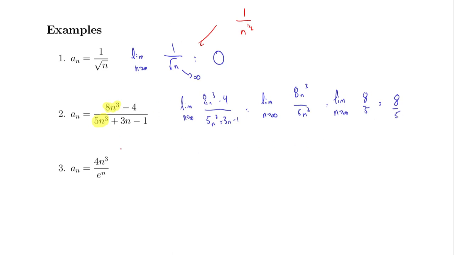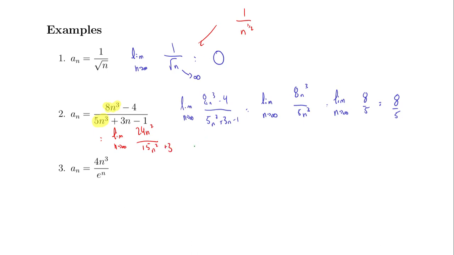If you didn't remember that, you could just use L'Hôpital's rule. You could say, all right, this is infinity over infinity, so this will be a limit as n goes to infinity of the derivative of the top. That's 24n squared over the derivative of the bottom. That's 15n squared plus 3.